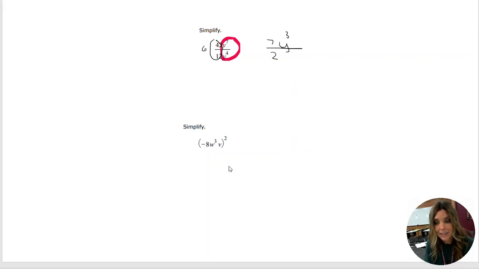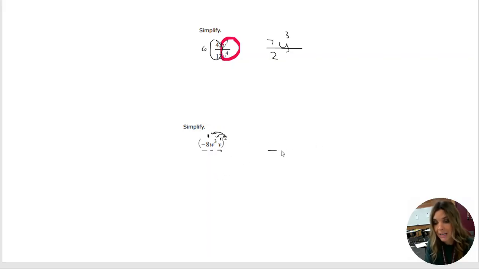And then on the next one, what you have to remember here, this was on your test. Many of you missed this. You have to remember that the exponent of the -8 is a 1. And so when you're doing the power of a product, inside your parenthesis, you have -8 being multiplied with w to the 3rd, being multiplied with v also to the 1st. So that 2 has to distribute to all of these.